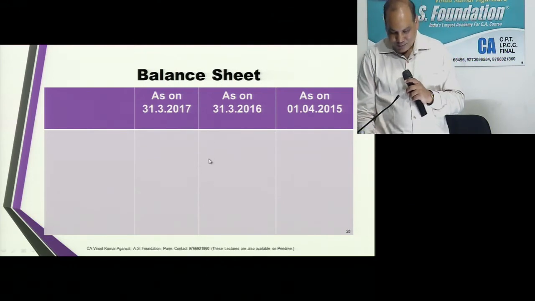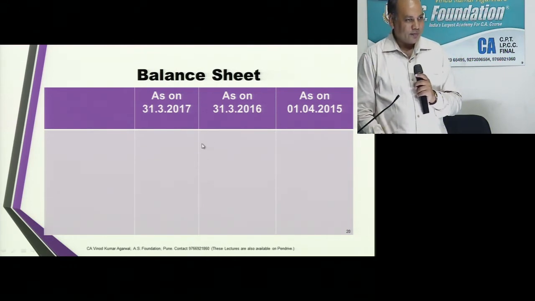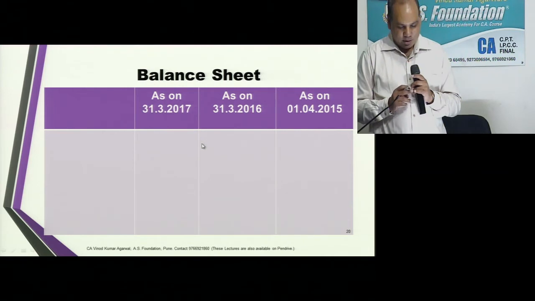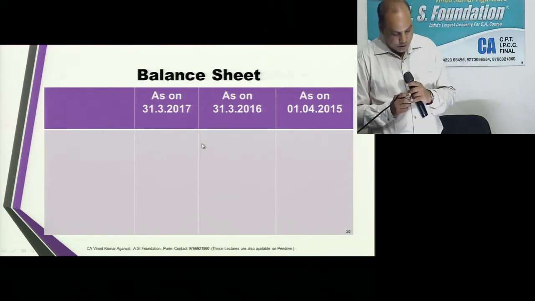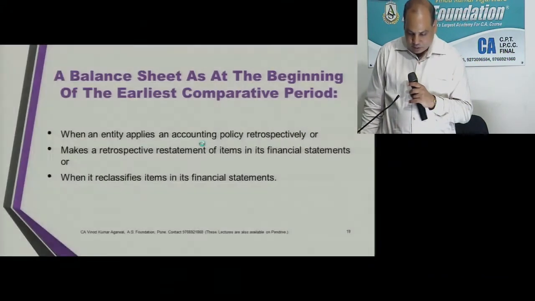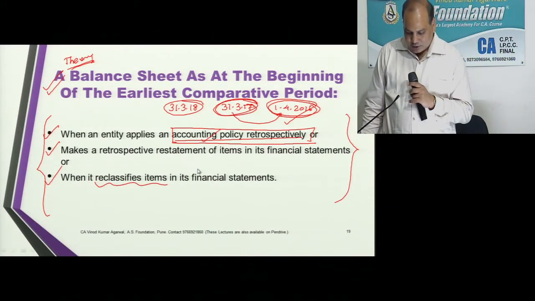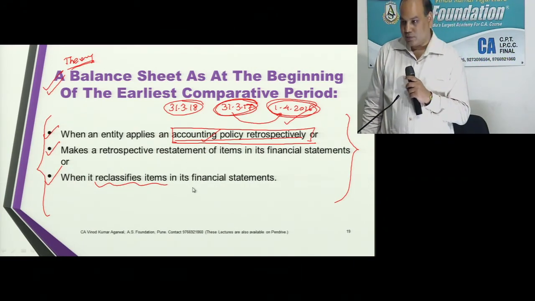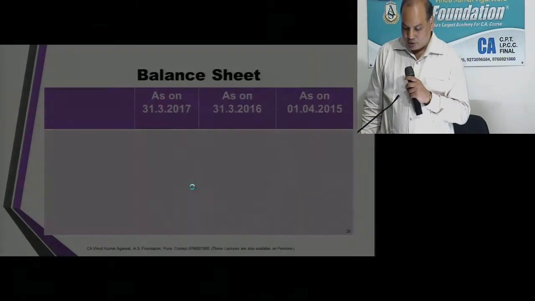So now we'll come to the three balance sheet concept. Three balance sheets will be required. One, a change in accounting policy with retrospective effect, restatement of an item in the financial statement retrospectively, or reclassification of an item in the financial statement. So then we have to prepare like this.